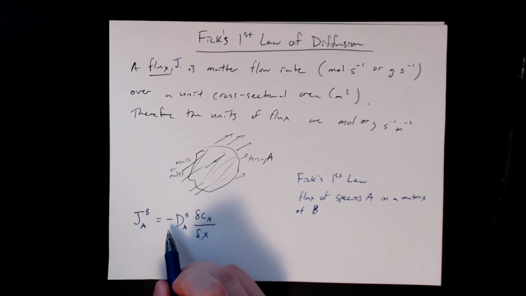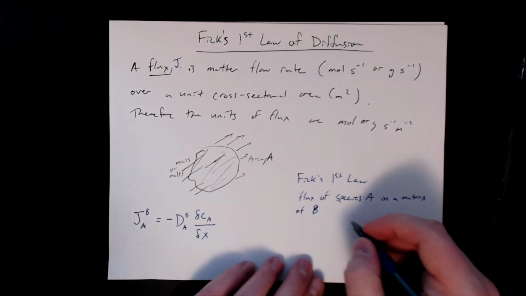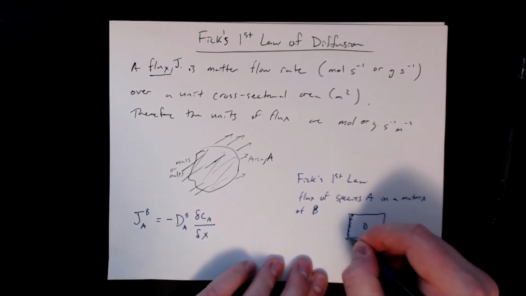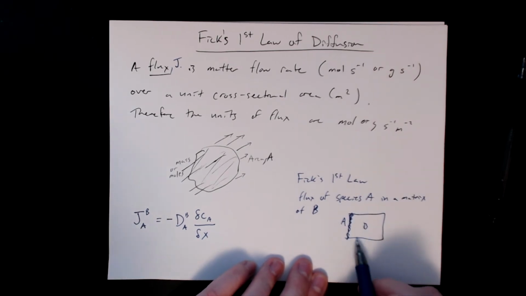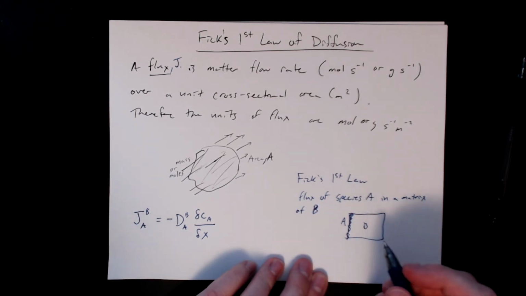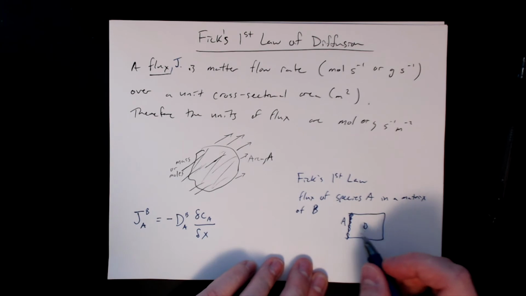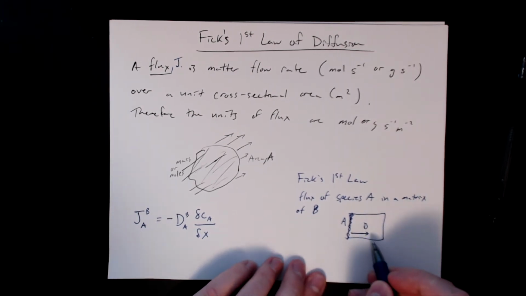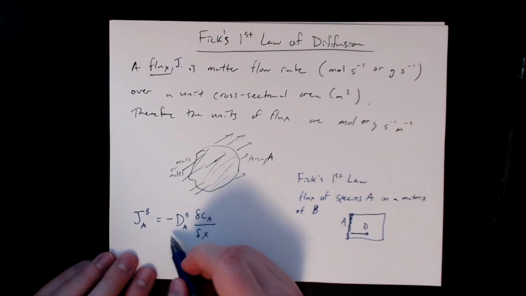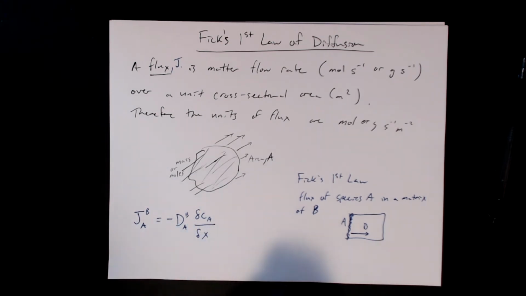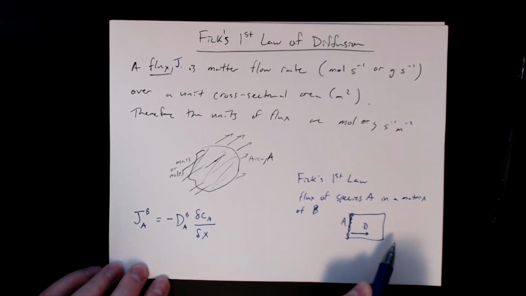And the negative comes from the fact that, again, if this is our matrix B, and if there's a lot of species A on this side, it's going to want to diffuse out just like ink in water does, to distribute and have a random concentration throughout. So it's going to want to diffuse this way, and that's known as down the concentration gradient. And so that's where the negative comes into play. So we have a negative there to imply the flux is in that direction.